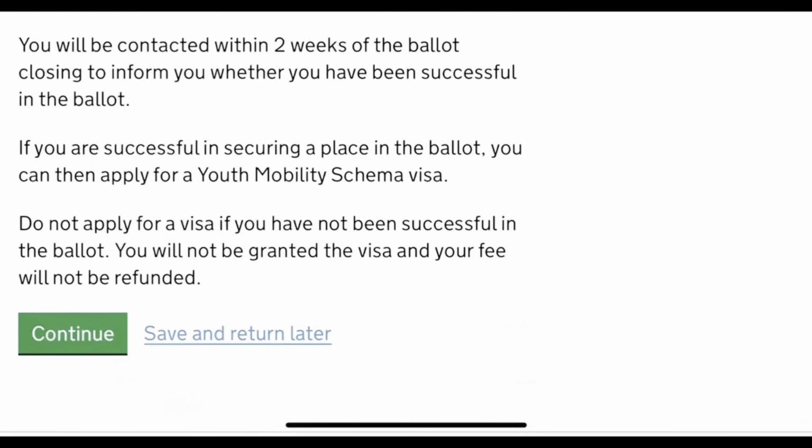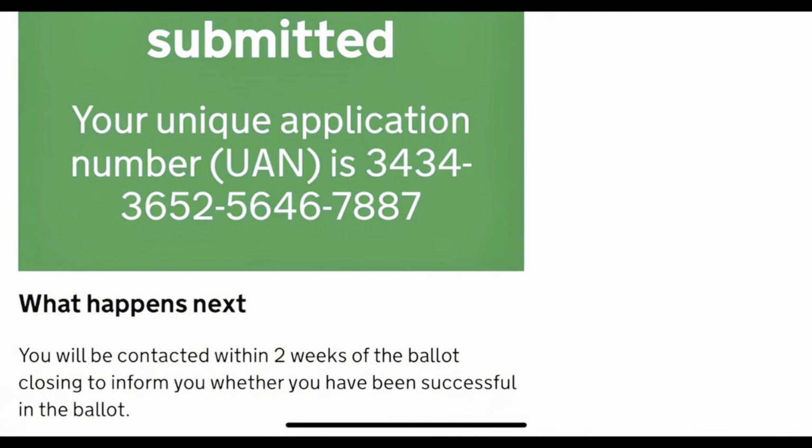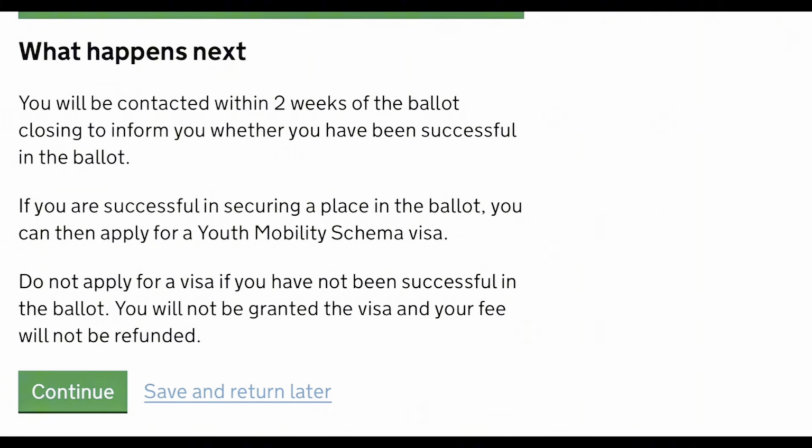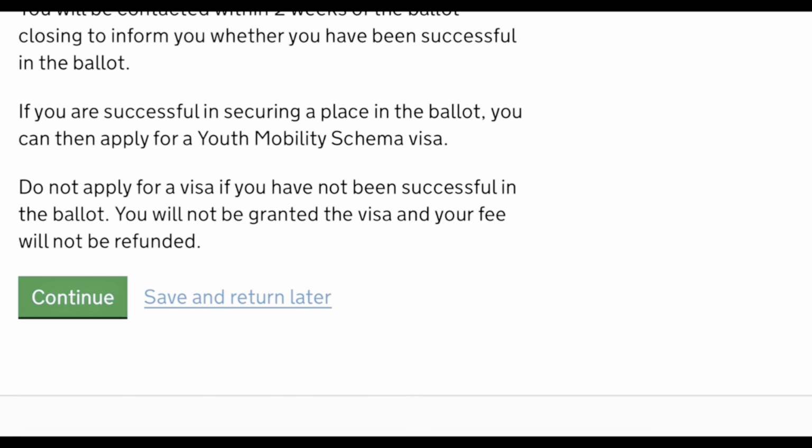I think I am going to click on continue because I got the unique application number. That means my interest has been submitted in the Indian young professional scheme visa. So what happens next: you will be contacted within 2 weeks of the ballot closing to inform you whether you have been successful in the ballot. If you are successful in securing a place in the ballot, you can apply for a youth mobility visa or Indian young professional scheme visa. Do not apply for the visa if you have not been successful in the ballot. You will not be granted the visa and your fee will not be refunded.